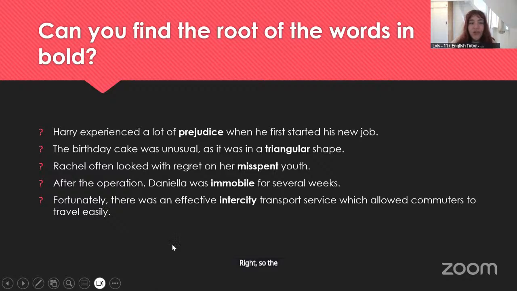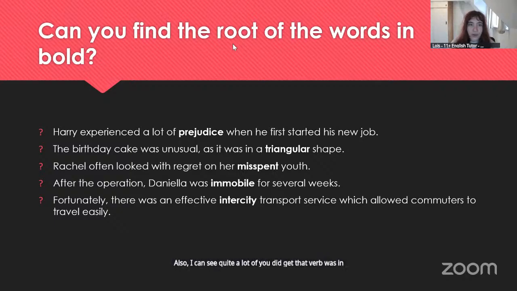Right, so the first sentence: Harry experienced a lot of prejudice when he first started his new job. This is probably the trickiest out of all of these sentences. So can anyone find the root word of prejudice? Also, I can see quite a lot of you did get that verb was in the end as well, so well done to those of you who did so. It will be a word you recognize. Think about what the word prejudice means.